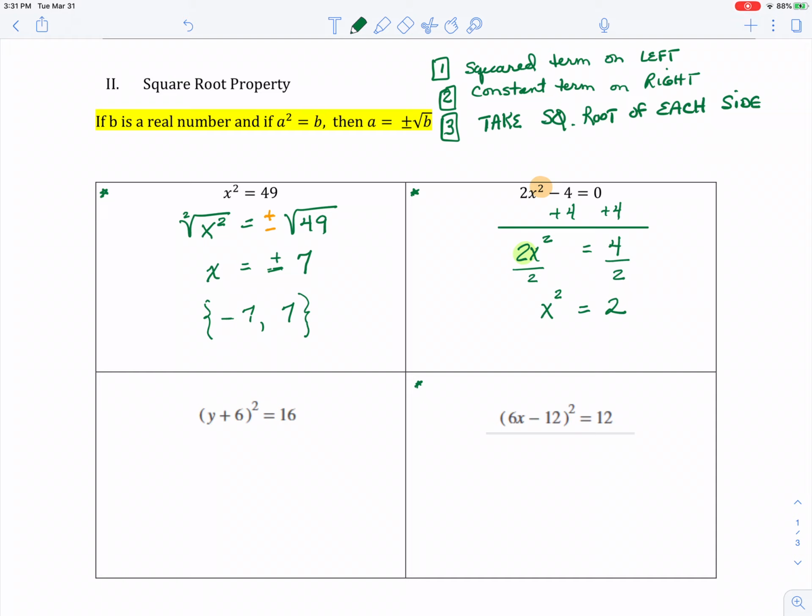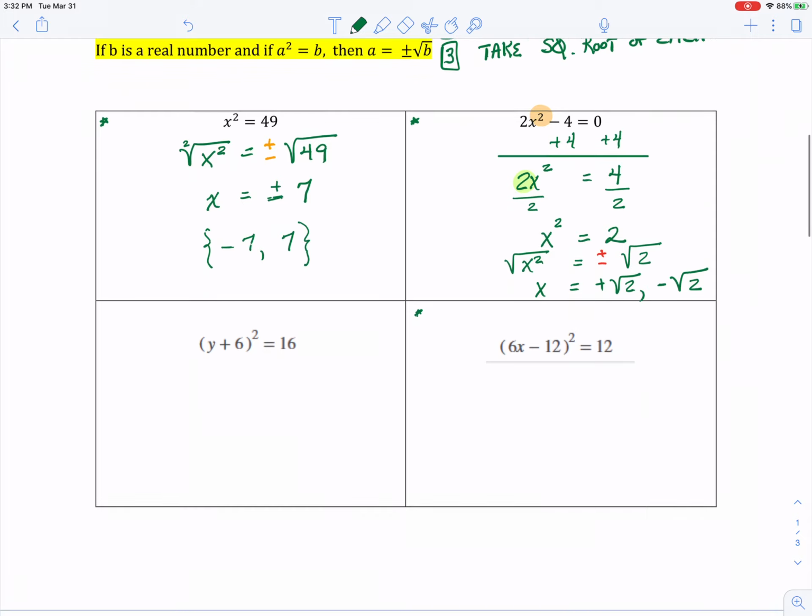All right, so once I've done that, I'm ready now for my third step, which is take the square root of each side. Remember, we're expecting those two answers. So I have to record plus or minus the square root of 2, and then taking the square root of x squared, I get x. And here are my two answers, the positive square root of 2 and the negative square root of 2. Generally, you're going to want to leave these answers in exact radical form. You don't normally put these in decimal form.